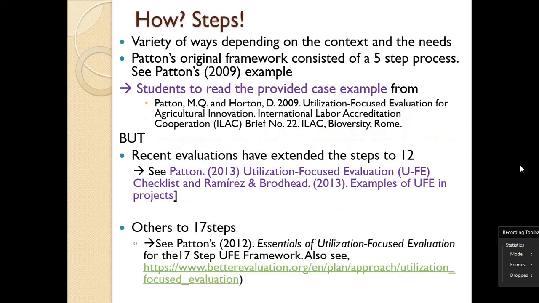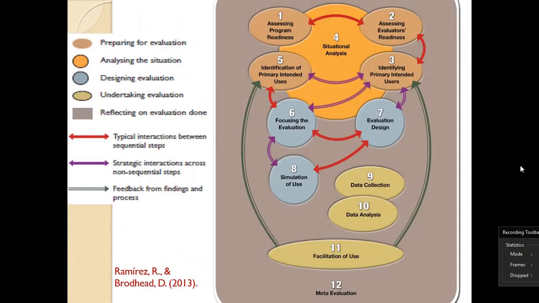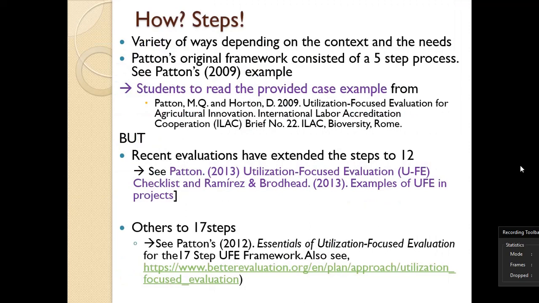So, the steps on how utilization focused evaluation is done. You have a variety of ways, depending on the context and the needs of the evaluation, that influence how you are going to engage. Originally, Patton gives 5 stages, or phases, and in 2009, Patton and Houghton provide an example on how utilization focused evaluation can be done.